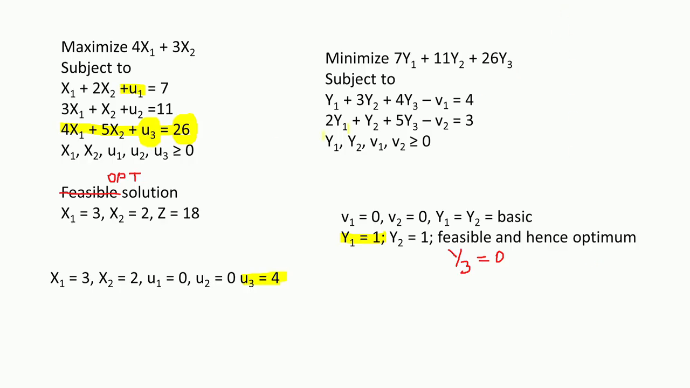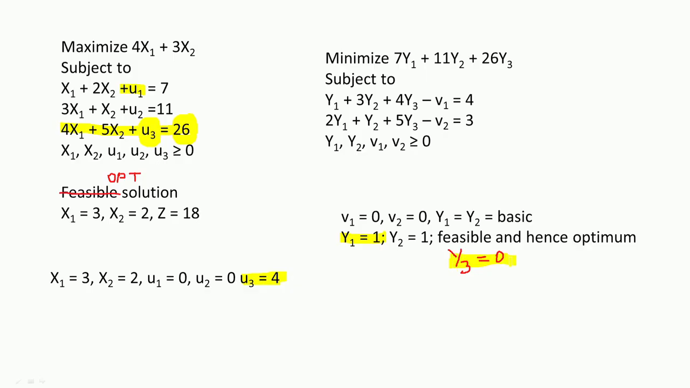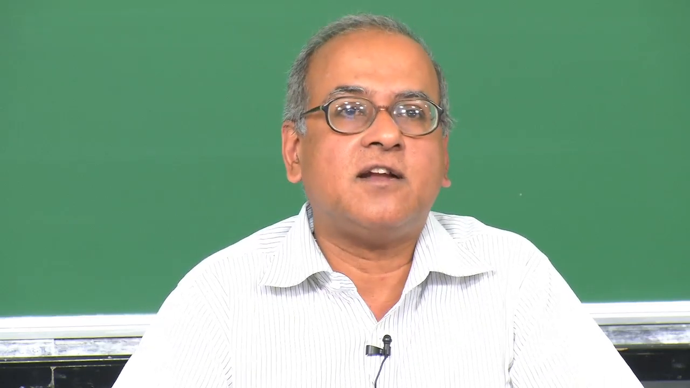That is also evident because when I substitute y1 equal to 1, y2 equal to 1, y3 has to be 0. So when this third resource is not fully utilized, which means u3 is in the solution, the corresponding decision variable y3 is 0. It means the marginal value of the third resource is 0. So we have to ask a question, can the marginal value of the third resource be 0? The answer is yes, because this resource is not fully utilized.